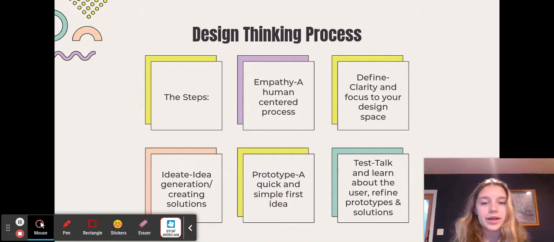Next, we have ideate. During this step, we concentrate on idea generation and transition from identifying problems to creating solutions. After that, we have prototype. During this step, we problem solve, communicate, and test possibilities. Lastly, we have test. During this step, we solicit feedback from our users. This is another chance to learn about the people we are designing for. We also refine our solutions.